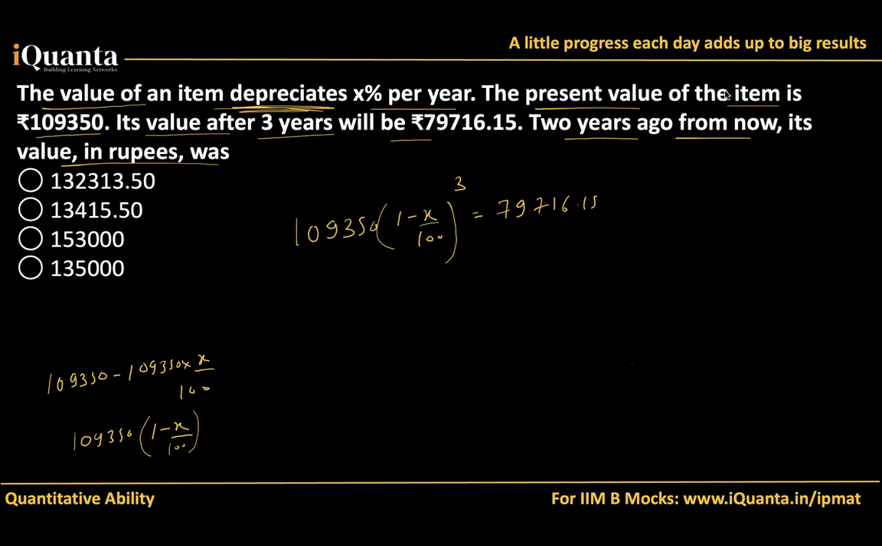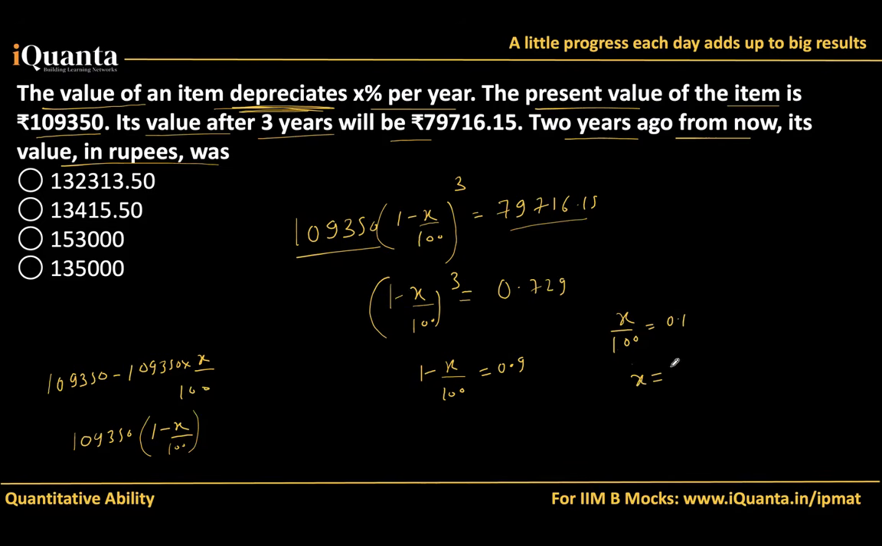And finally the reduced value that we are getting after depreciation is 79716.15. Now again, this is something that you should do with the on-screen calculator. This number will divide this, so 1 minus x upon 100. If you make use of the calculator, you'll get that 79716.15 upon 109350 is 0.729. So 1 minus x upon 100 is going to be 0.9, x upon 100 is going to be 0.1, and x is actually going to be 10%. This is the depreciation happening every year.